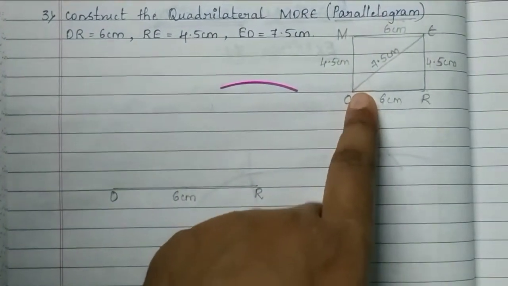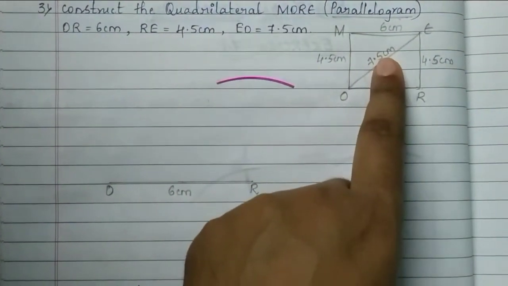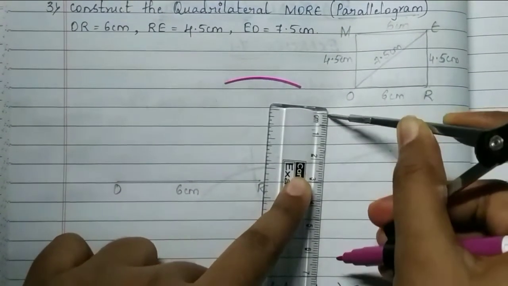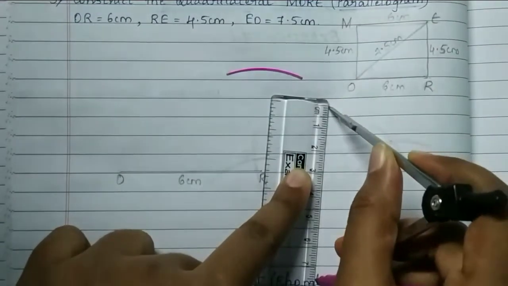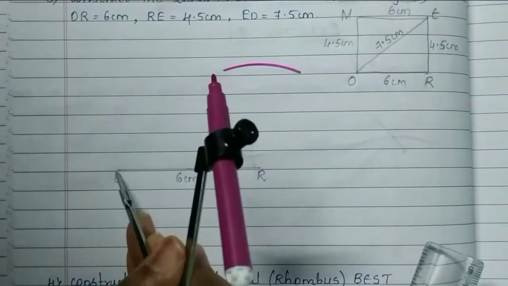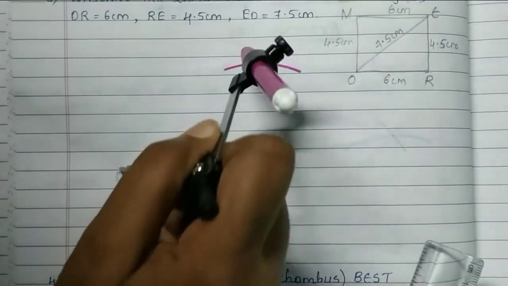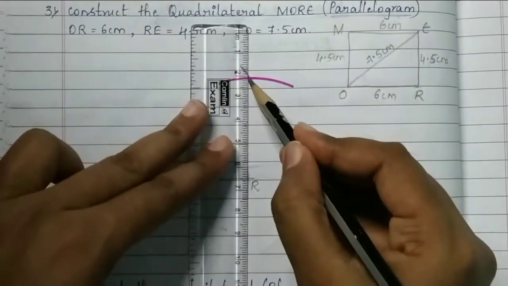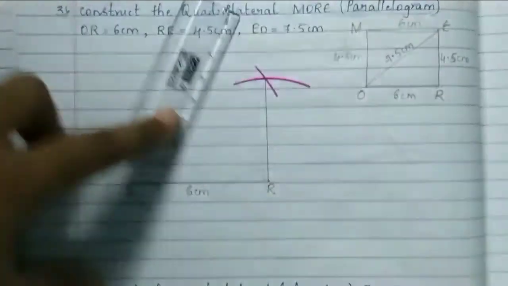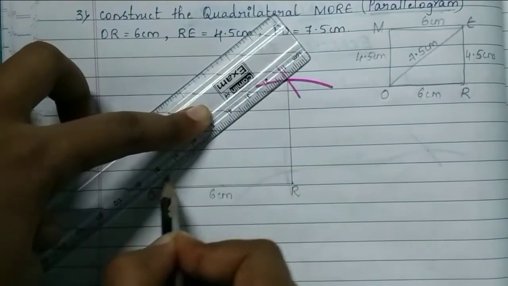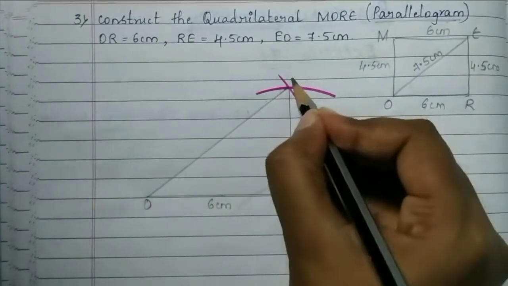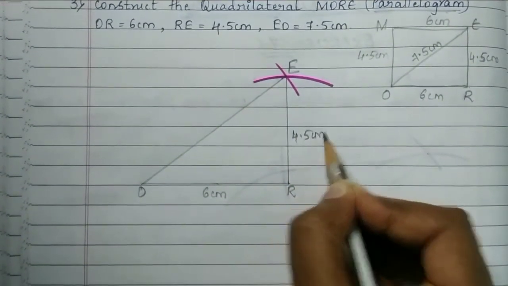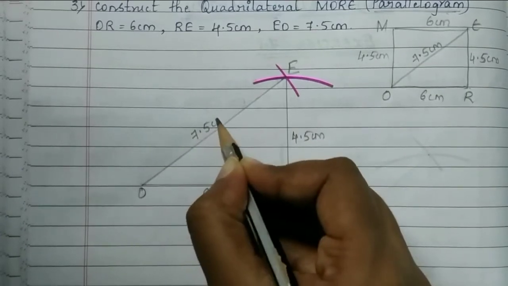Next what we have to see is OE, which is 7.5 centimeter. Again we have to take the arc as 7.5 centimeter. Okay. Keeping at the point O, we have to cut this arc. Now the next step is to join both the cases. Here we have to join, as well as we have to join it here. So this point is nothing but E. We got here, this is 4.5 centimeter, and this is 7.5 centimeter.